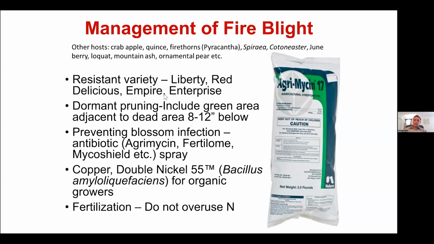If you see the symptom, if you see some abnormality in the plant, in the leaves, in one stem or twig, you can take it out. So that's basically will be part of your pruning. And for prevention, antibiotics, Agri-Mycin, Fertilome, you can buy them in smaller amounts too. For organic growers, once again, copper, Double Nickel, that's a microbial-based product. Okay.